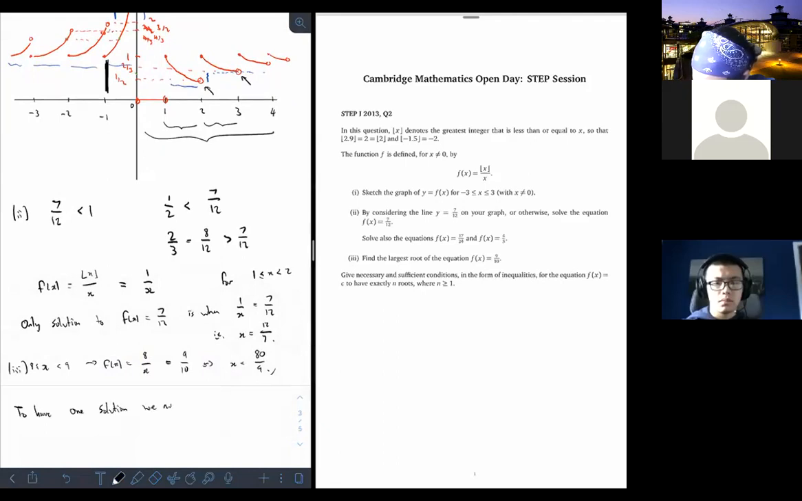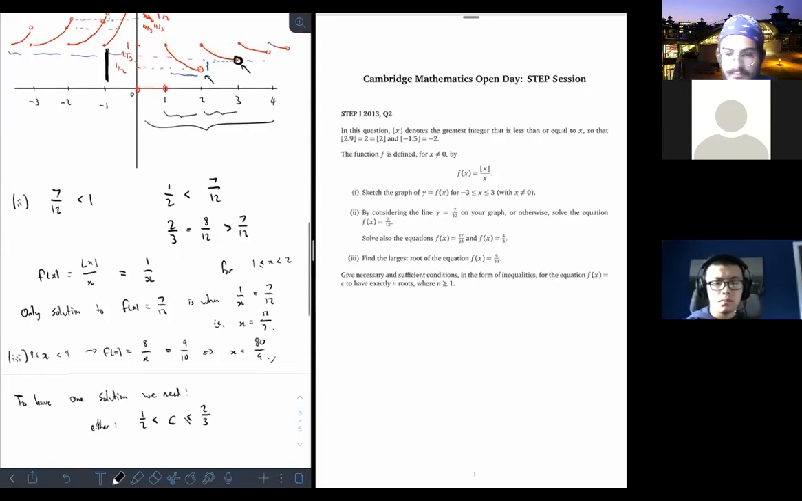we need either C being between 2 over 3 and a half strictly, and we can have equality at 2 over 3 because we don't actually take this value up here. The function doesn't take that value.